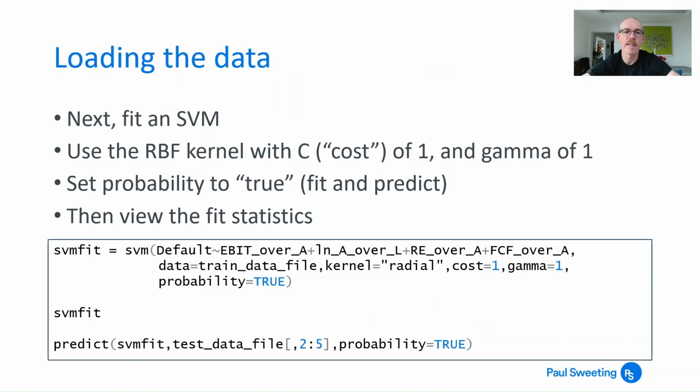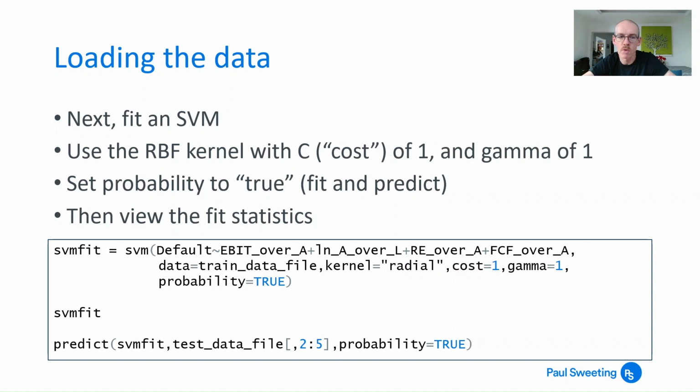Next, we need to fit a support vector machine, and we use the RBF kernel, which we discussed last time, with a C value, a cost of 1, and a gamma of 1 as well. We set the probability to true, and we need to do this in both the fit and the prediction, and then view the fit statistics.